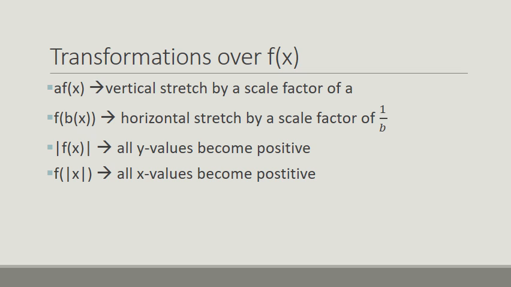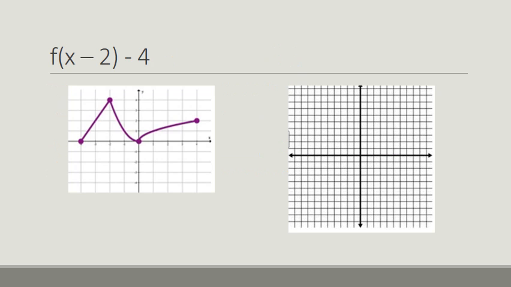And then we've kind of done them numerically, algebraically, but if I have a outside, that means I'm going to have a vertical stretch by a scale factor of a. If I'm multiplying the x inside, it means I'm going to have a horizontal stretch by a scale factor of 1 over b. If I have absolute values around the whole function, then all of our y values become positive. If the absolute value is inside the grouping symbols, all x values become positive.